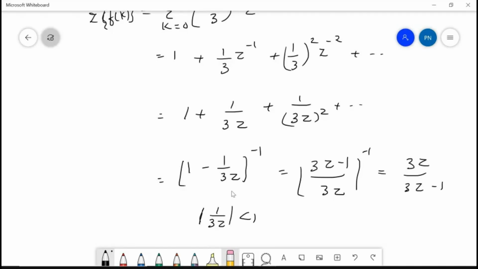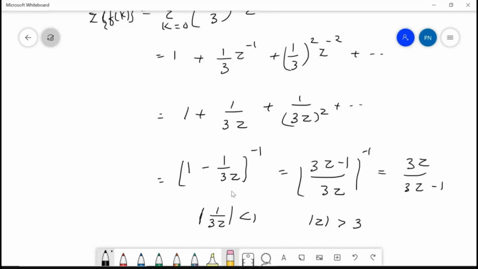What is mod z from here? Mod 1 by 3z is less than 1. So what is mod z? Greater than 1 by 3. Okay. So actually I'll get 1 by z is less than 3. So z has to be greater than 3. Correct. Z has to be greater than 3. That is the region of convergence.